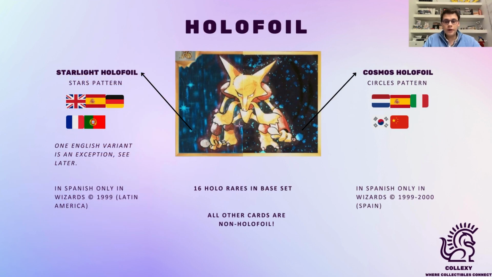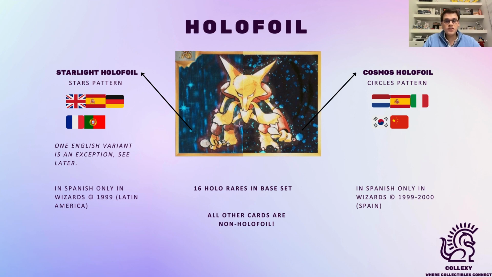So the fourth parameter that is being considered for determining the correct variant is the holofoil pattern. We have already briefly discussed the holofoil pattern when we were discussing the layout and structure of a Pokemon card. However, it is important to reiterate this as there is a difference in holofoil patterns depending on the language in which the variant was printed.